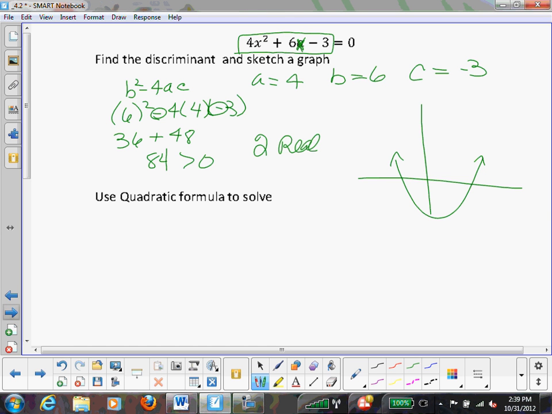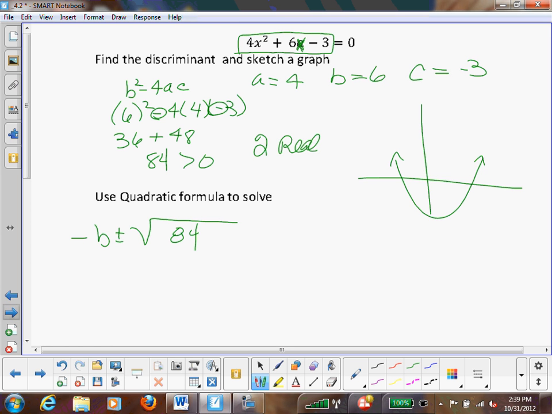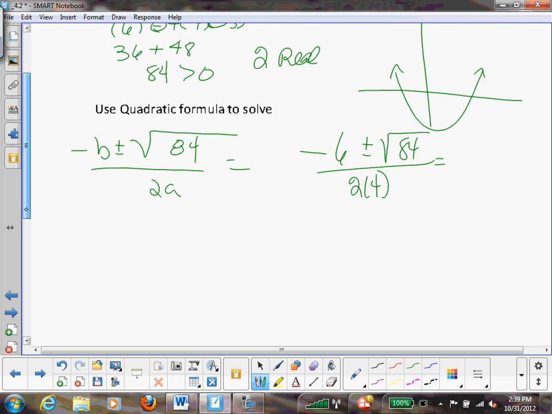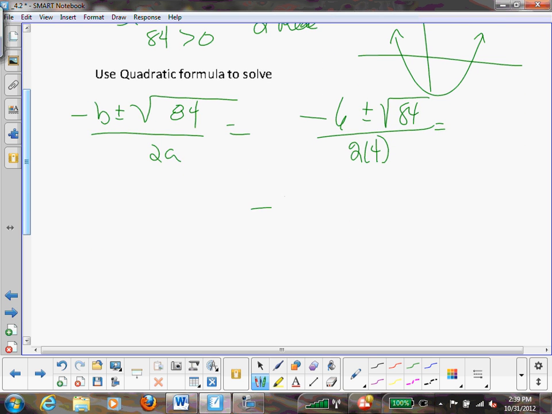You with me? Anybody got a question so far? Okay, so if I ask for the quadratic formula, then I'm going to have negative b plus and minus the square root. We know that that's 84. Didn't we just figure that out? All over 2a. So that's negative 6 plus and minus the square root of 84 all over 2 times 4. We want to keep this in root form. There are no decimals. Negative 6 plus and minus square root of 84 over 8.